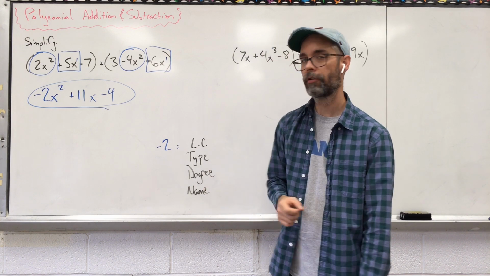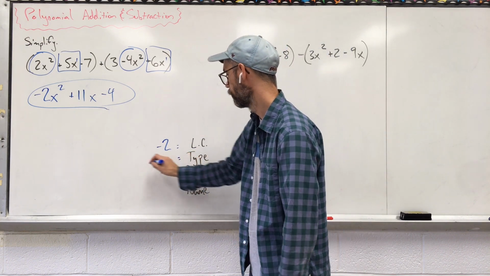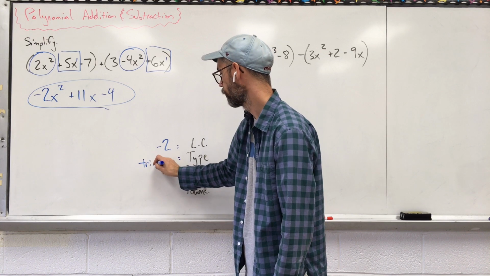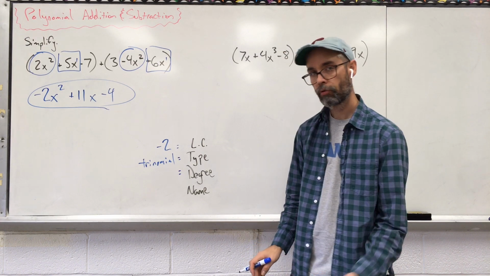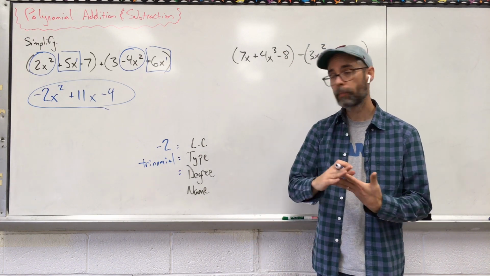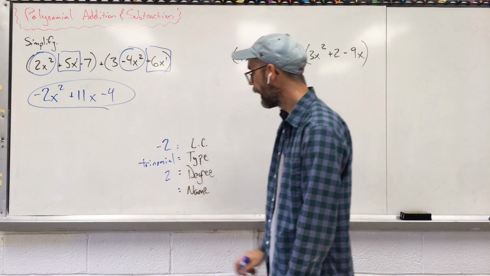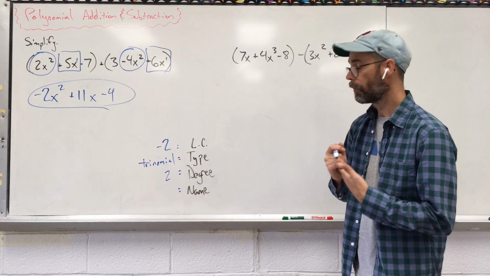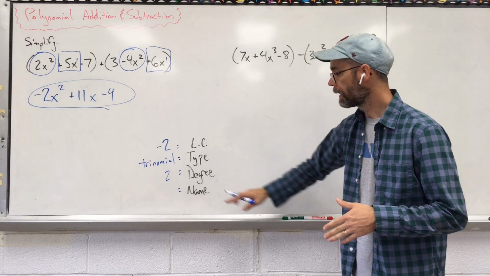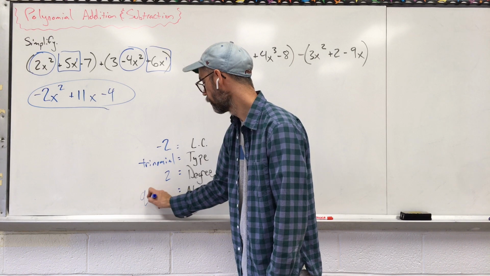What type of answer do we have? Well, here we have a trinomial, 3 groups. What's the degree? Degree is your exponent. What's the highest exponent here? 2. And we can name that trinomial with a degree of 2 by calling it a quadratic.